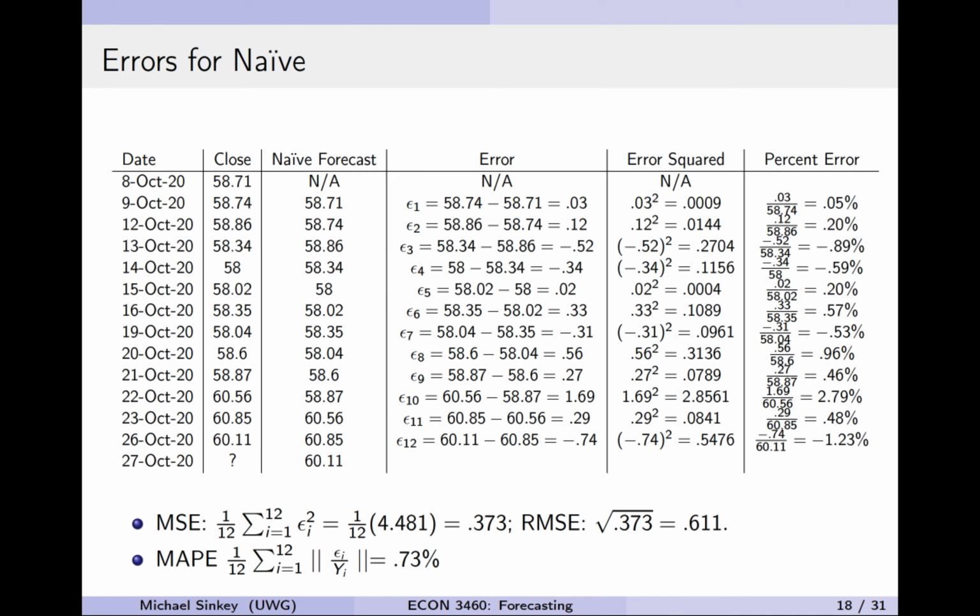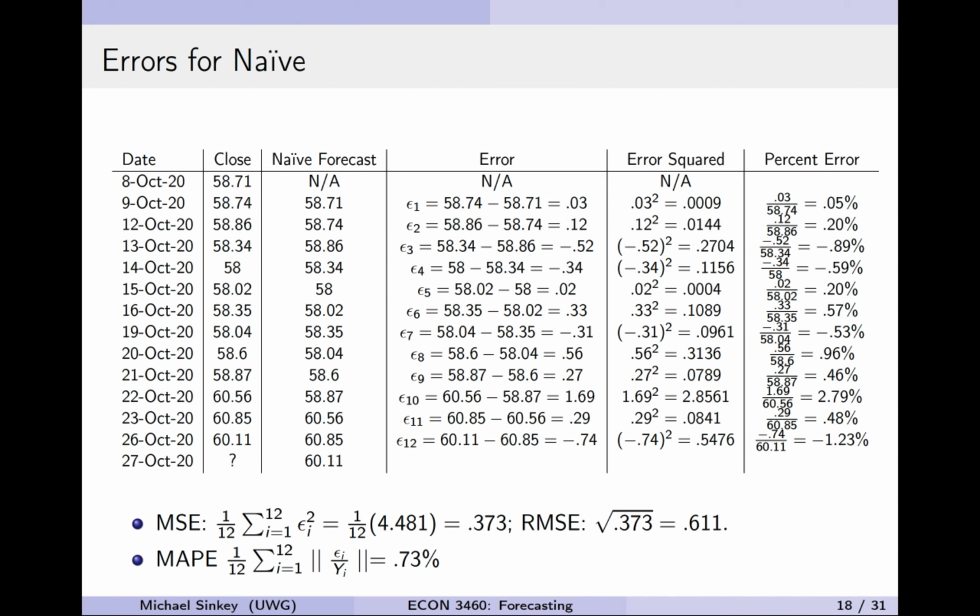So even though the error is a little more than 4 times as large in absolute value as the previous one, the error squared is almost 20 times as large. Now, let's take a look at the percent error. It is minus 0.52 divided by 58.34. So that is minus 0.89%. And the relative difference in magnitude between the percent error and the error is very similar. This is just a generic comment that we make here.